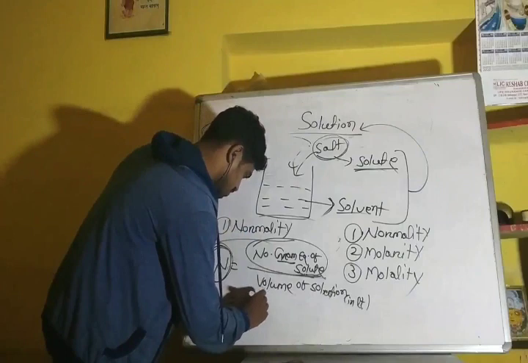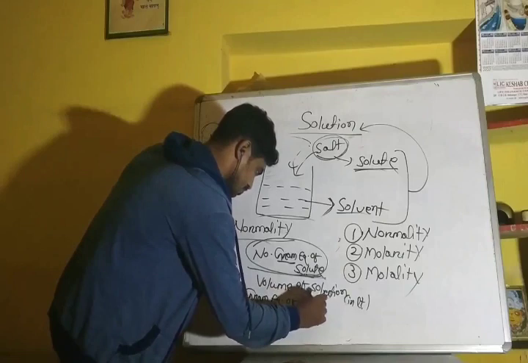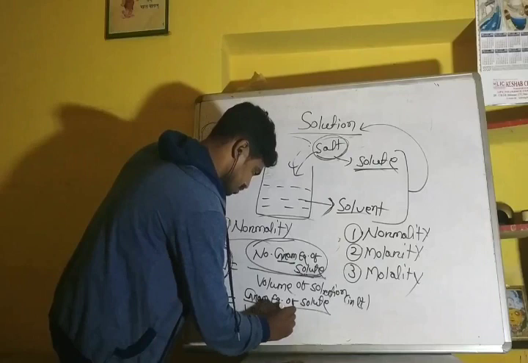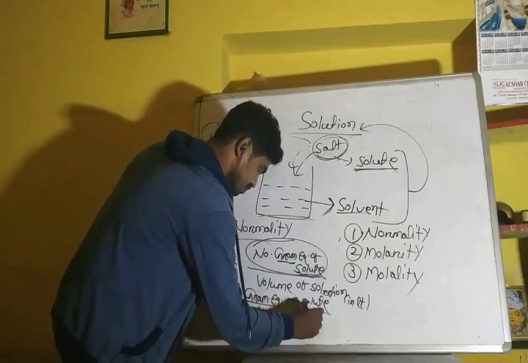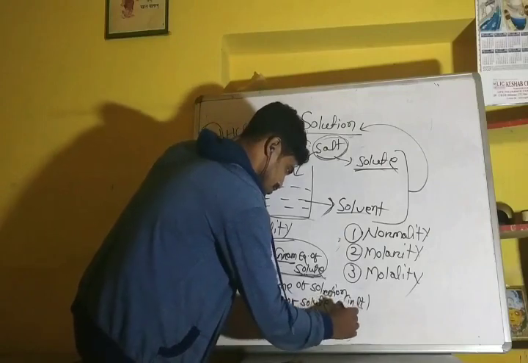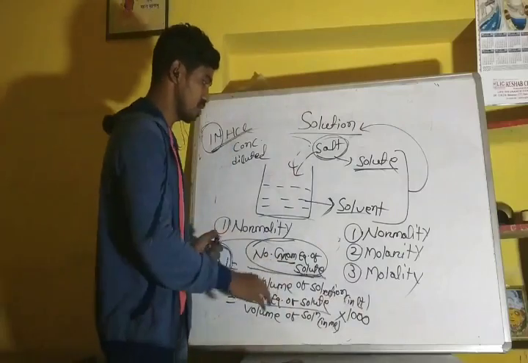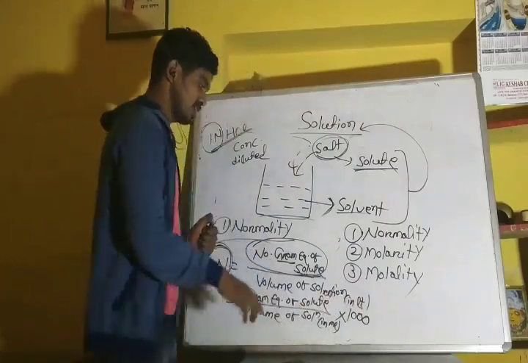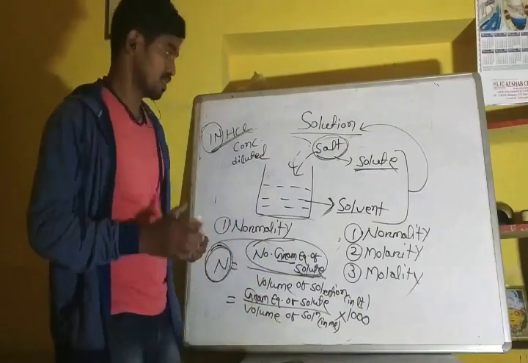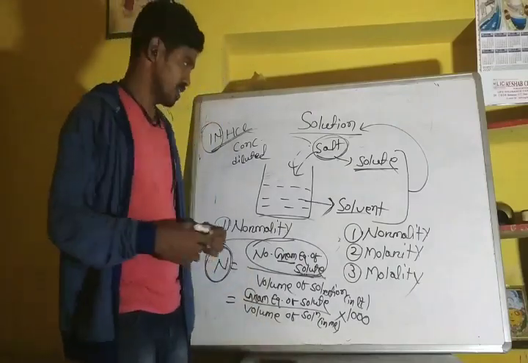Again we can write the expression as gram equivalent of solute by volume of solution in ml into 1000. This is another expression. If the volume of solution is given in ml, then we can write gram equivalent of solute by volume of solution in ml into 1000. How to find the gram equivalent of solute, we'll discuss later.